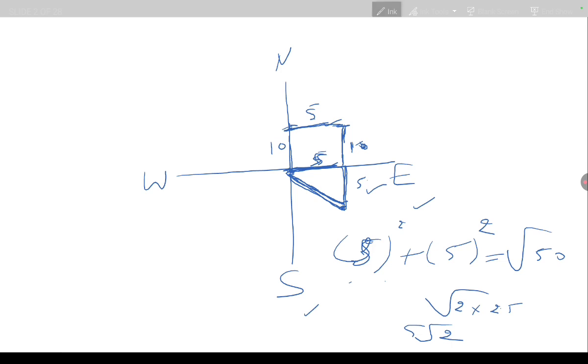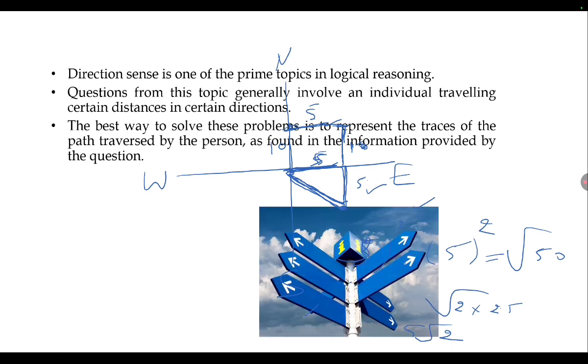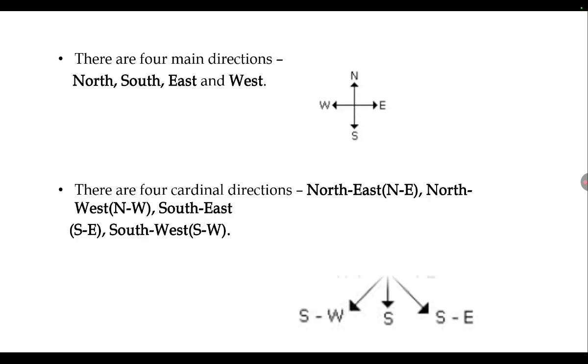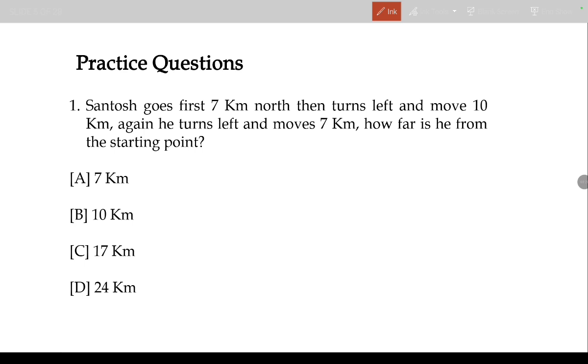Now let me teach you with the help of some questions. Question: they said Santosh goes first 7 kilometer north. So you can draw this graph. If he goes 7 kilometer to north like this and then turns his left, his left will be this side and he moves 10 kilometer again, right? Then he turns his left. His left will be now this side, 7 kilometer. I told you that this line should be parallel. How far is he from his starting point?